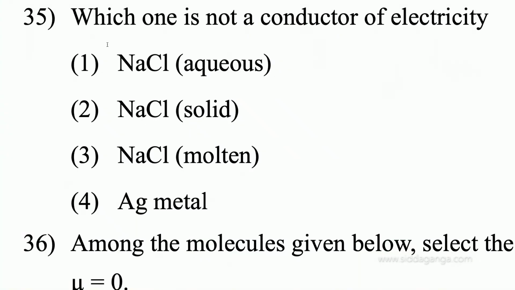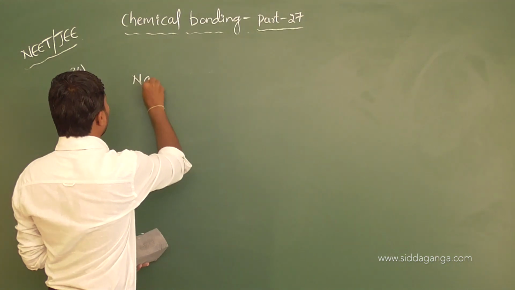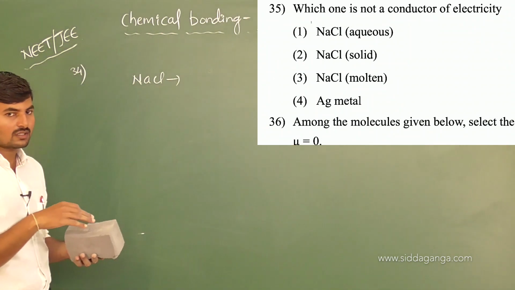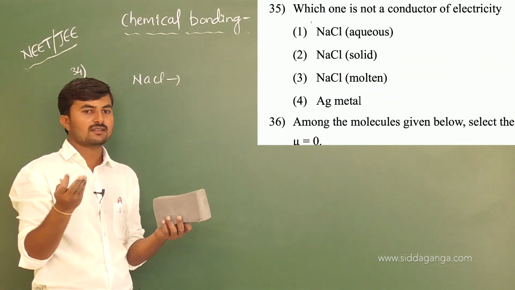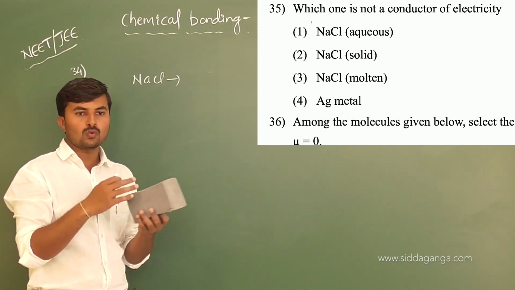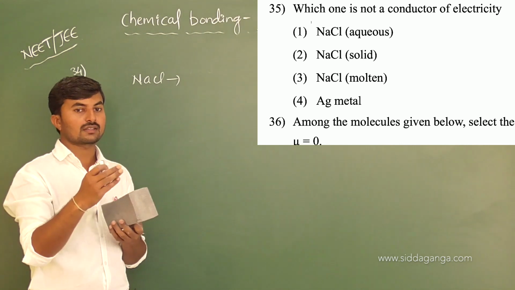So the next question is, which one is not a conductor of electricity? This concept has already come up here. If we want to conduct electricity, we need some ions. NaCl in aqueous solution means it is dissolved in water. In aqueous solution it dissociates into Na plus and Cl minus. The ions are very free to move and conduct electricity.